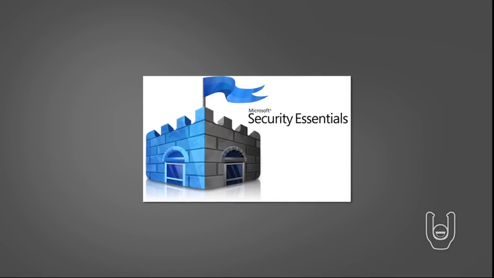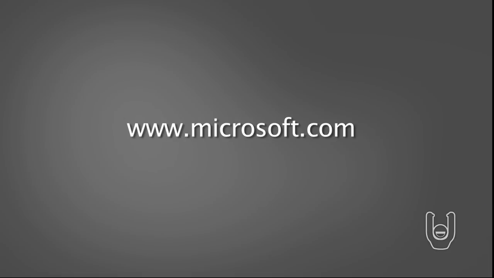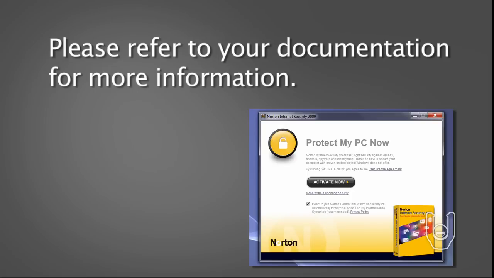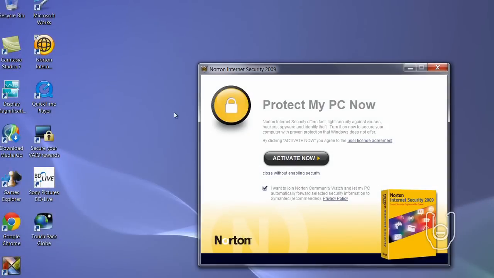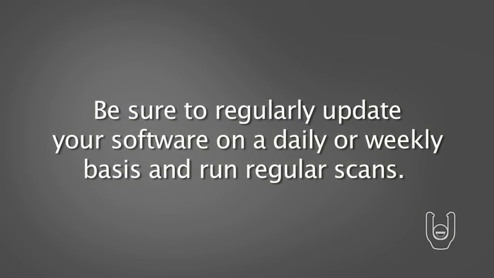Also, Microsoft Security Essentials can be downloaded for free from www.microsoft.com. A trial version of an antivirus application is included with the purchase of your VAIO computer. Please refer to your documentation for more information. Once downloaded and installed, perform a system scan on your computer for malware and spyware. Be sure to regularly update your software on a daily or weekly basis and run regular scans.